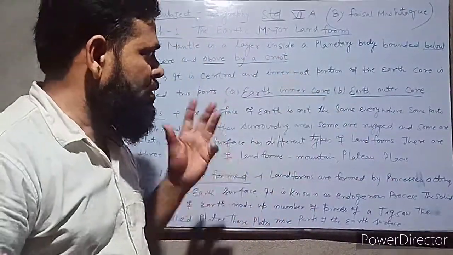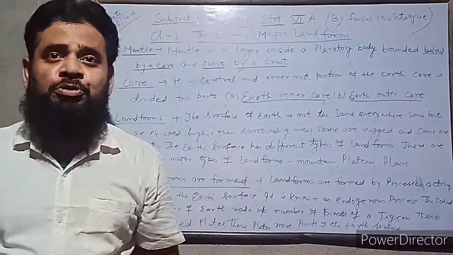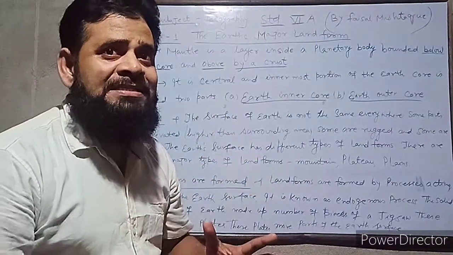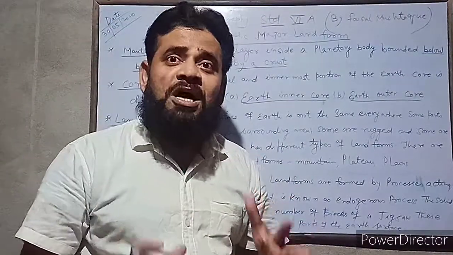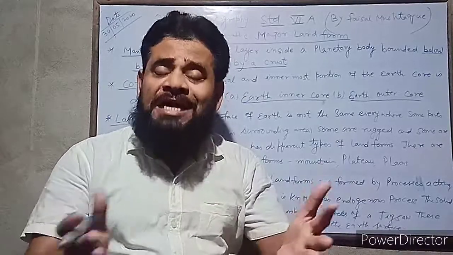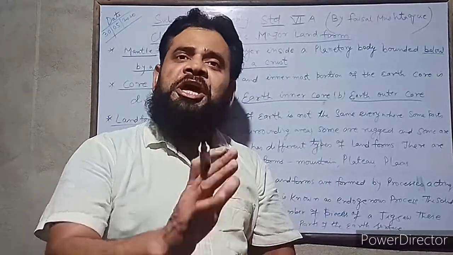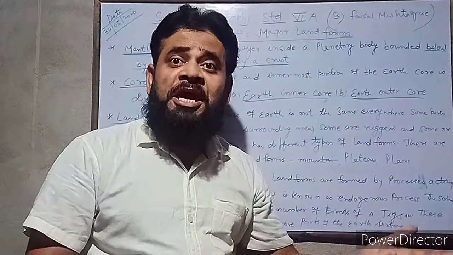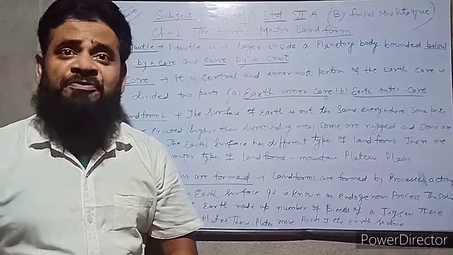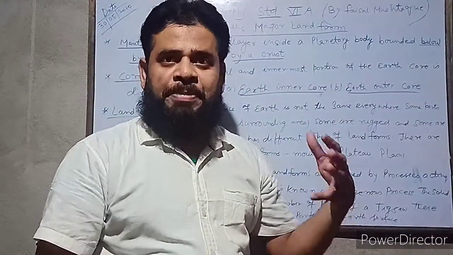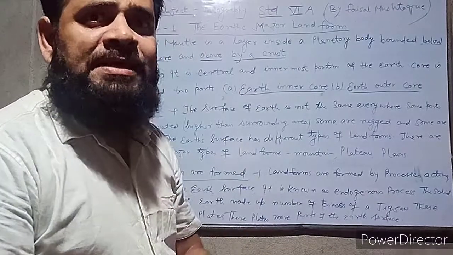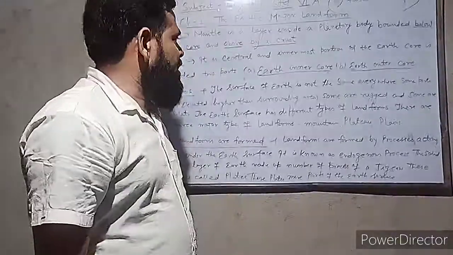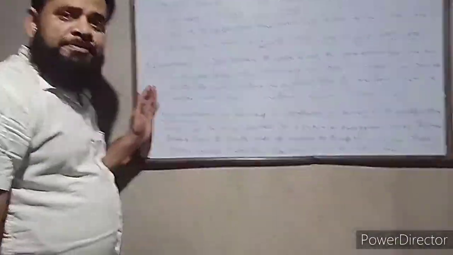For example, we will tell you according to your books. Mount Everest is the highest point on the earth's surface. The height of Mount Everest is something like 8,848 meters above sea level. The second is the deepest point on the earth's surface, the Mariana Trench in the Pacific Ocean. Its depth is something like 11,034 meters below sea level.